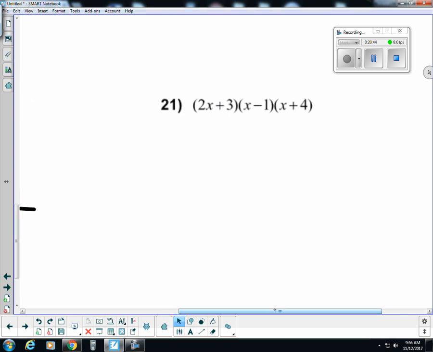All right, now I'm going to go over here with 21. And 21 is obviously different. I'm multiplying 3 binomials together. Now, I'm going to use the vertical method again, but this is going to take me a couple steps to do it. I'm not going to get to that vertical method until after I've multiplied these first two together.